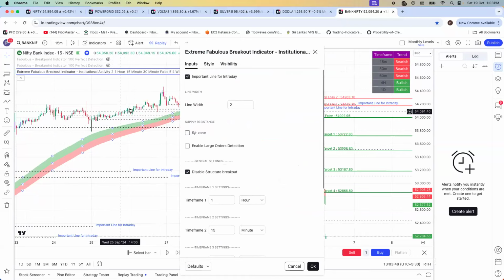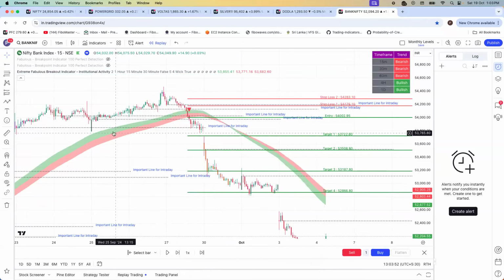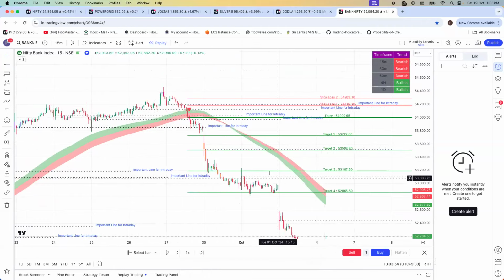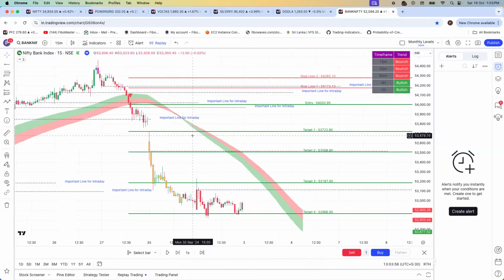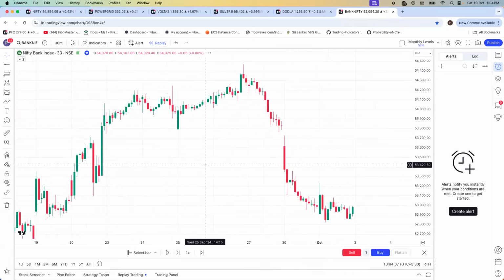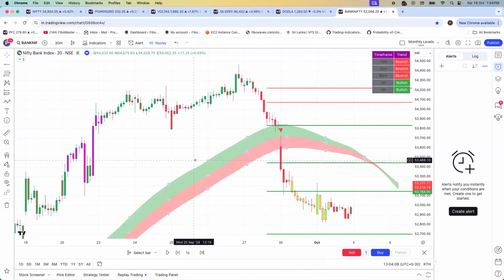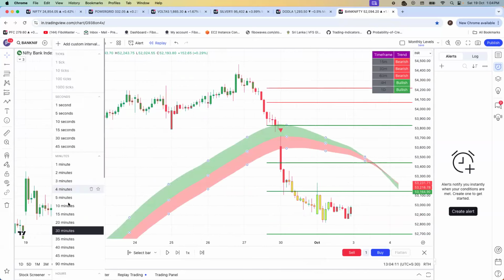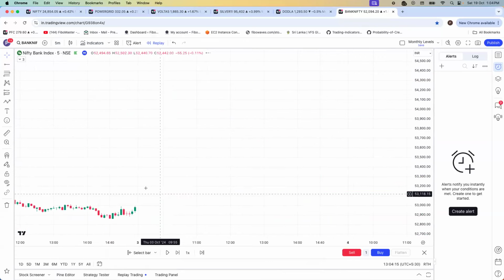So if you don't want this structure breakout, you can remove it by disabling the structure breakout. It doesn't show you. If you don't want that to be seen in the chart, you can remove it. And the final one, which we already have in the chart, is the important line for intraday. It will only show you if you have it at 15 minutes or less. If you go for 30 minutes, you won't find the intraday line. If I put 5 minutes, you'll find it.